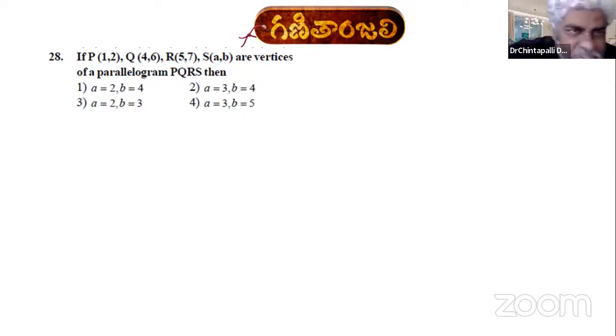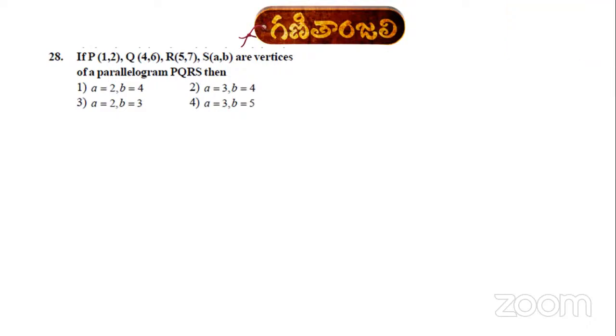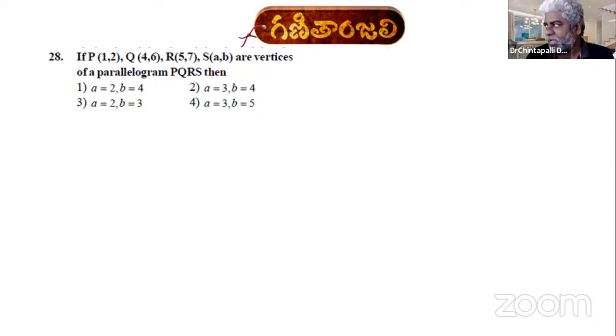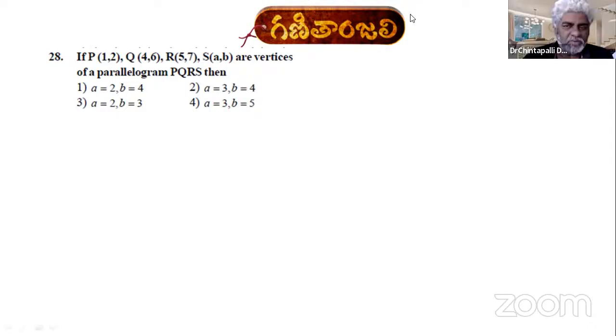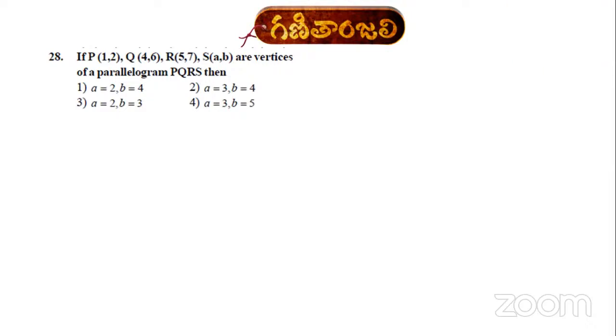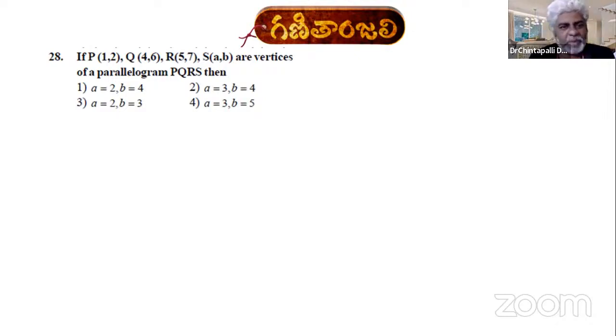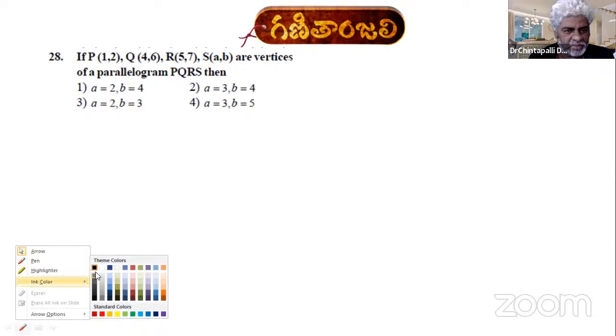Can you ask this question? If P, Q, R, the most useful formula in geometry is: if lines are parallel, slopes are same. Slopes of parallel lines are equal, right? Now get an idea. Focus on it. P, Q, R, S, what is this? Sides of a parallelogram. Parallelogram means having parallel sides, right?